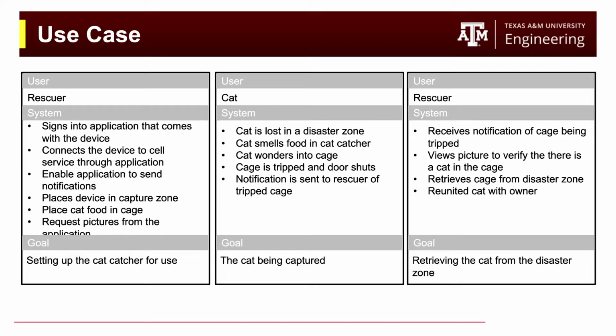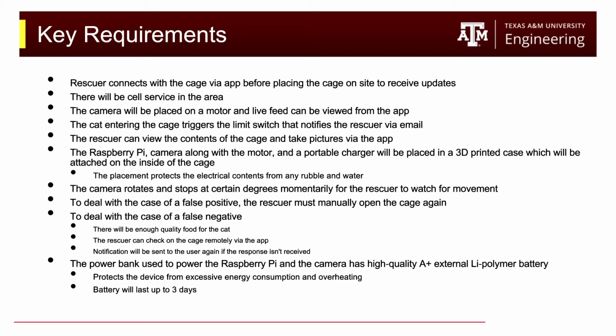The final use case is the rescuer retrieving the cat from the disaster zone. The rescuer will receive a notification when the cat has tripped the cage, and they will verify that the cat is in the cage by viewing an image. After verification, the rescuer will retrieve the cage from the disaster zone and reunite the cat with their owner.